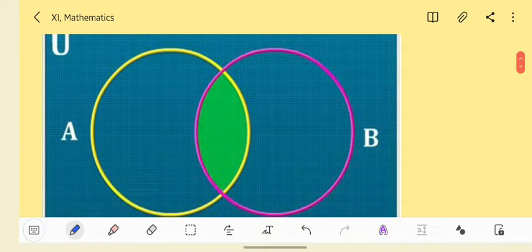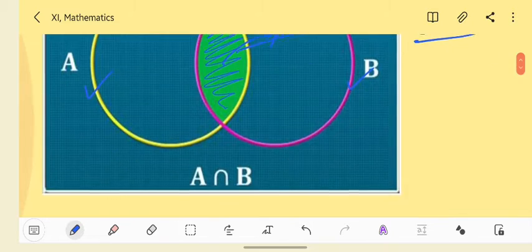Look at this diagram carefully. We have set A and set B. Both these sets are not covered entirely with a particular color, whereas a certain region is shaded with green color. I mean to say this region is shaded with green color. So this region is A intersection B.